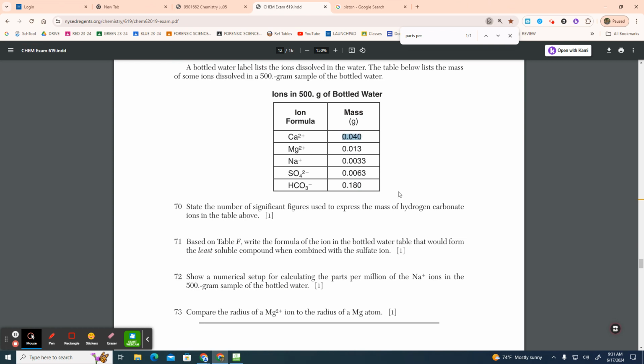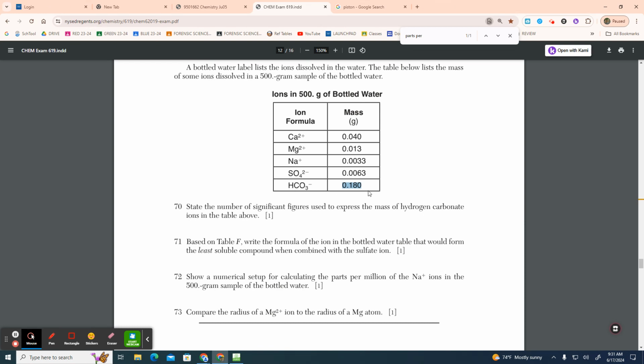How many sig figs does this one have? 3. No, 2. I hate these. How many sig figs does this one have? 2. How many does this have? 2. This has 2. This one has 2 as well. This one has 2, and this one has 3. Because they asked about this one, the answer is 3.